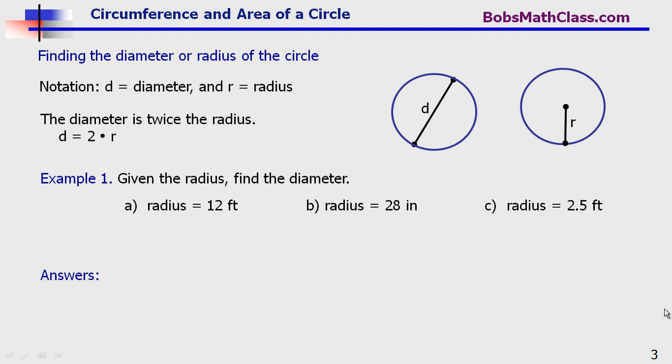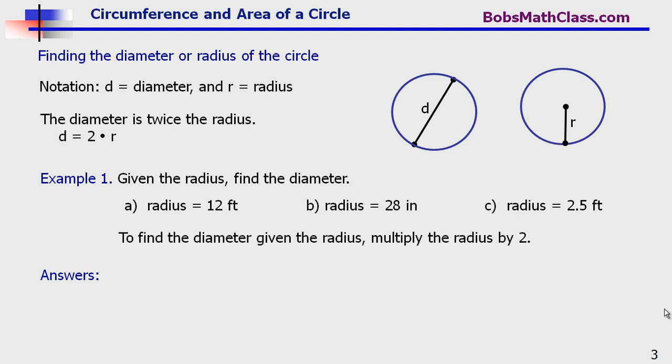So in example 1, given the radius, find the diameter. The radius is 12 feet. Just multiply that by 2. And therefore the diameter would be 24 feet. Here's our next one. The radius is 28 inches. So what would the diameter be? Right, 56 inches. Just multiply it by 2. So if they give you the radius and you want the diameter, just multiply it by 2.